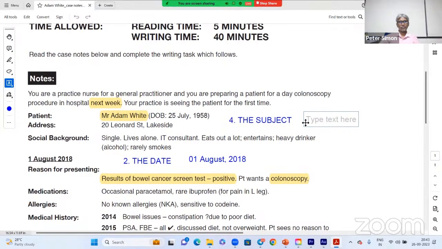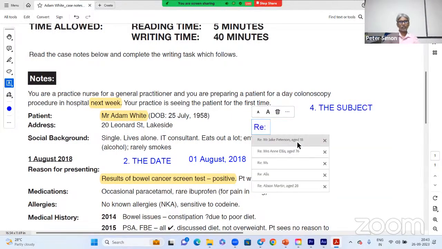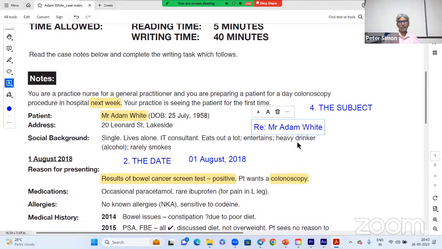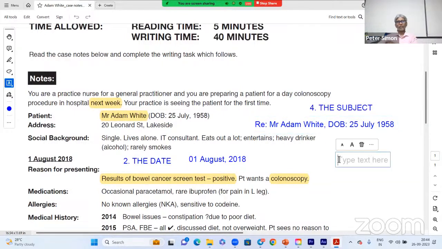So we'll take the subject. So we'll write here: Subject regarding Mr. Adam White, comma. Date of birth is given, so DOB colon 25 July 1958. So this is fine.